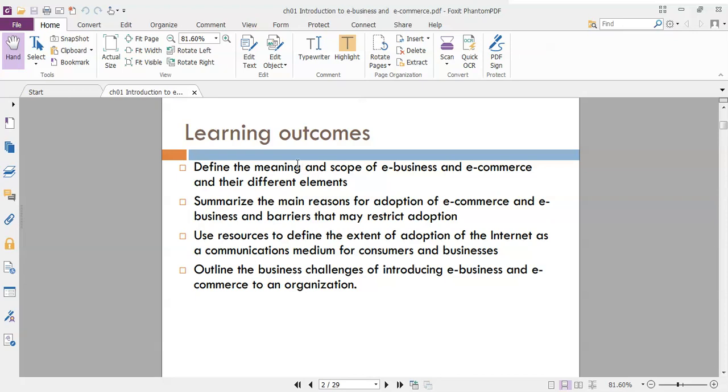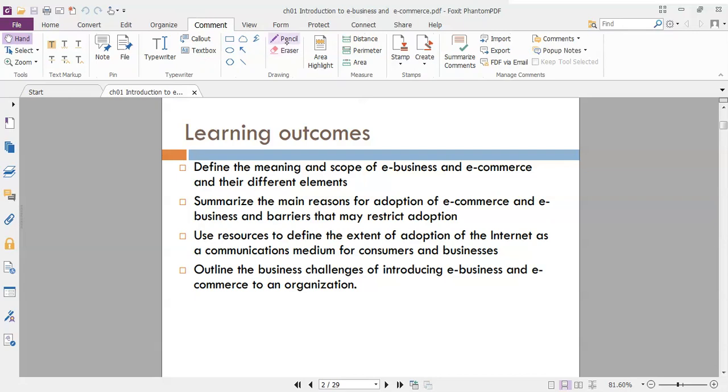Okay, we will look at the meaning and scope of e-business and e-commerce and the different elements. What is e-business and how is it different from e-commerce? Summarize the main reasons for adoption of e-commerce and e-business and the barriers that may restrict adoption. Use resources to define the extent of adoption of the internet as a communication medium for consumers and business. Outline the business challenges of introducing e-business and e-commerce to an organization.